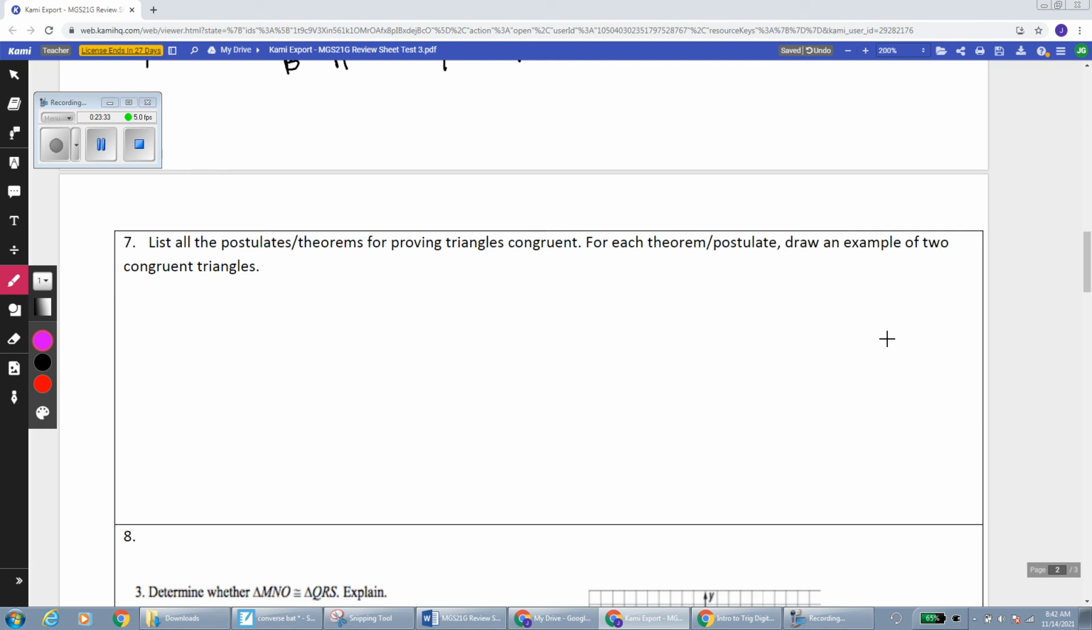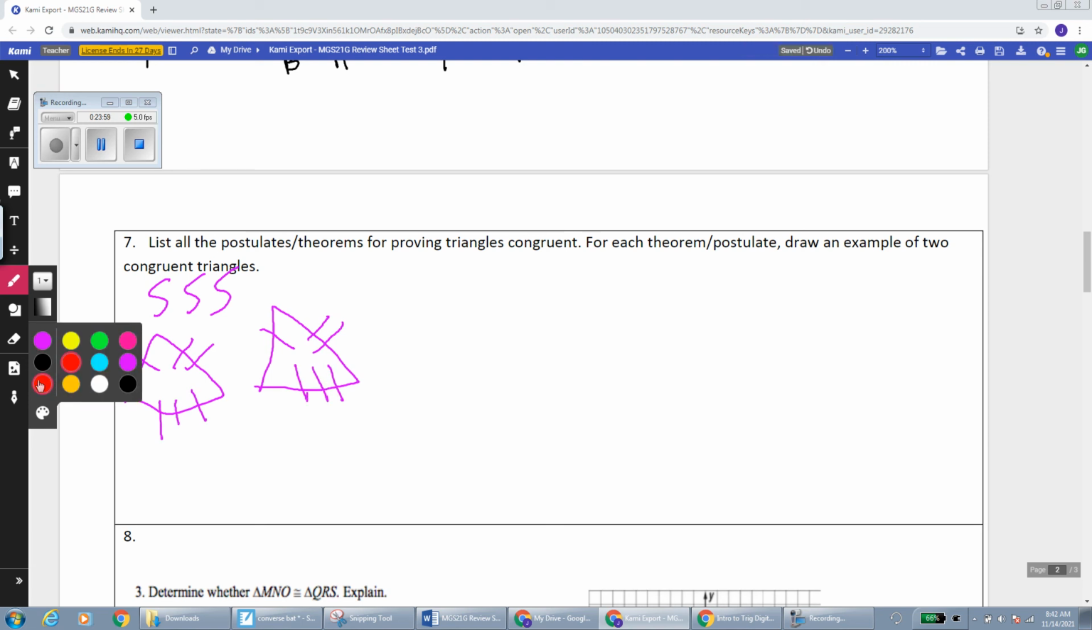List all the postulates or theorems for proving triangles congruent, so that means the methods, and draw an example for each one. So let me do that real quick. Let me show you guys a picture for SSS. We have 3 pairs of congruent corresponding sides in the 2 triangles.